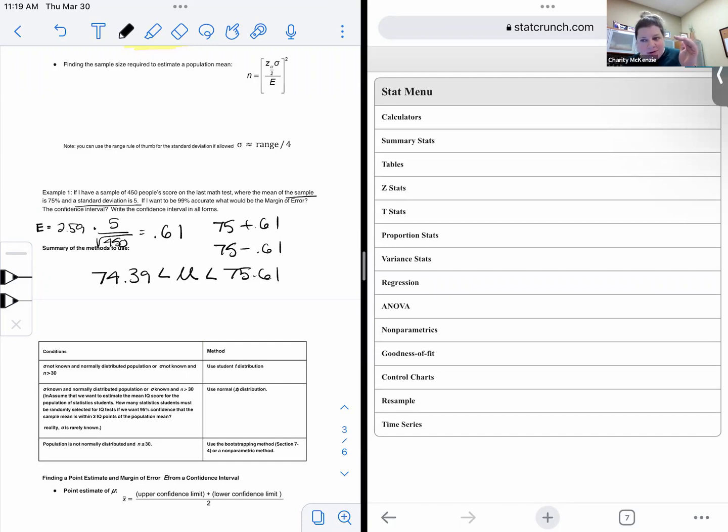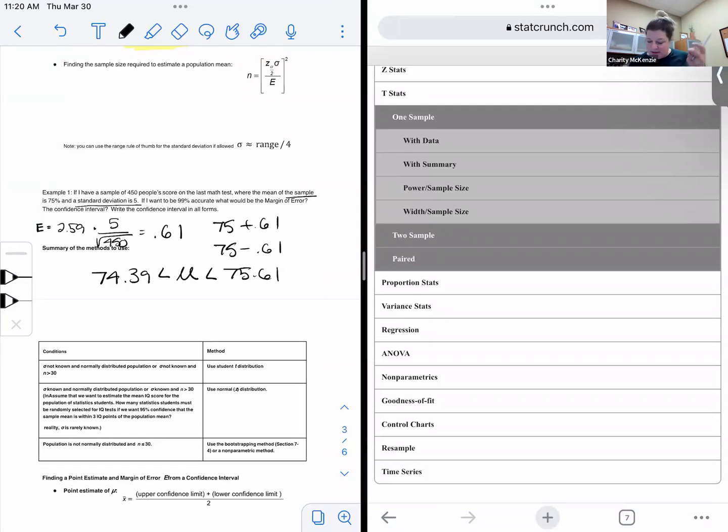If we know the population standard deviation, which is rare. It's common to find the sample size if you want to use StatCrunch. Otherwise, we're in that T-stats world or the proportion. Those are the three things we really like to use. The rest of them we just won't get to this semester.